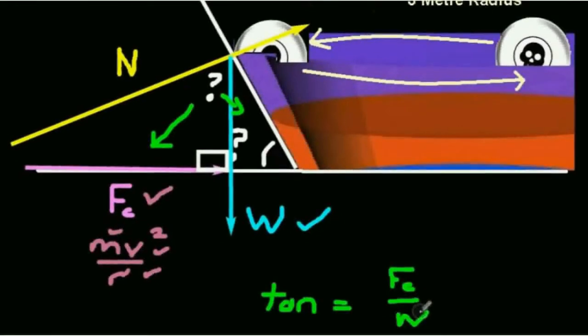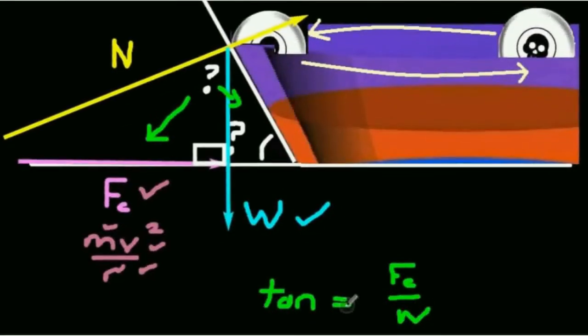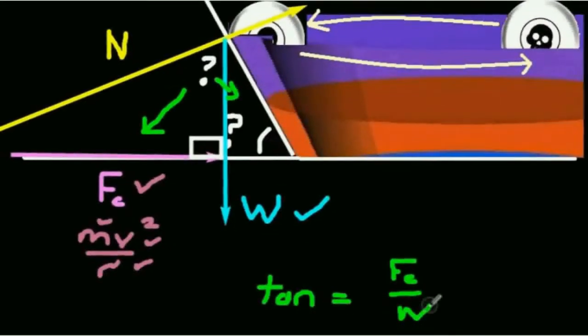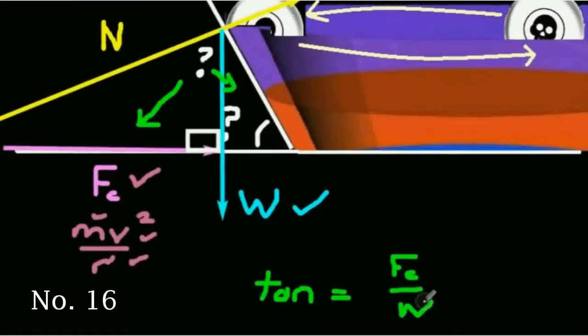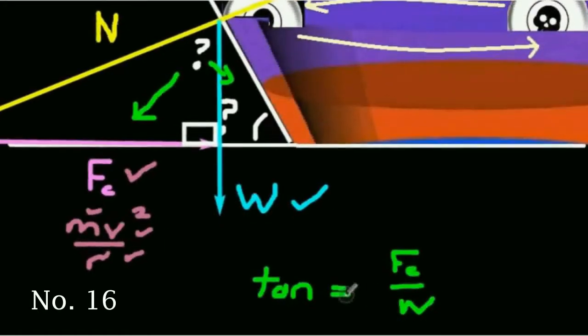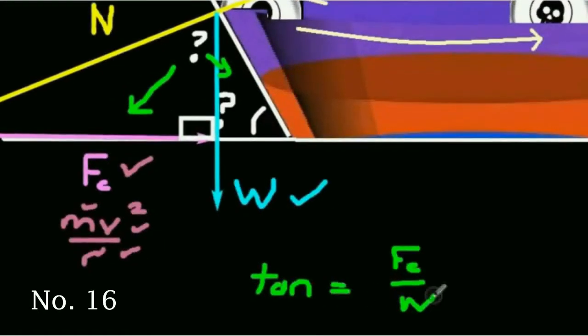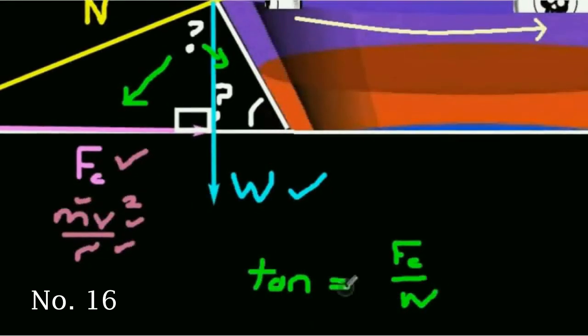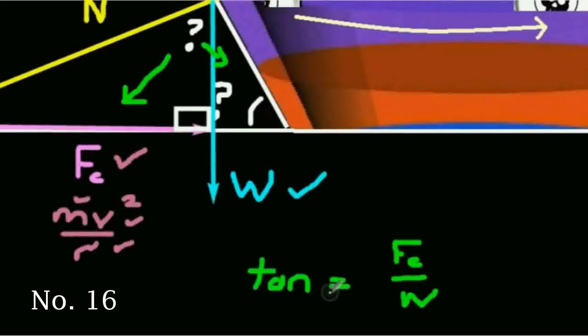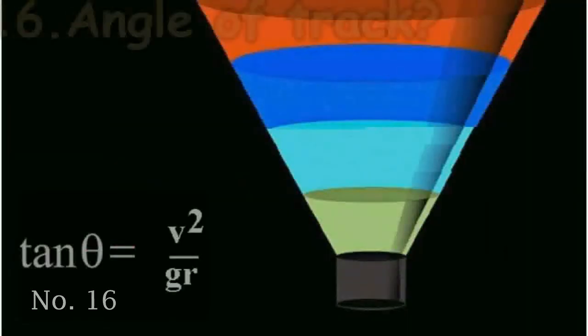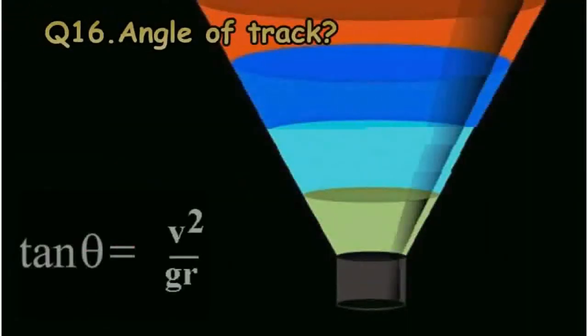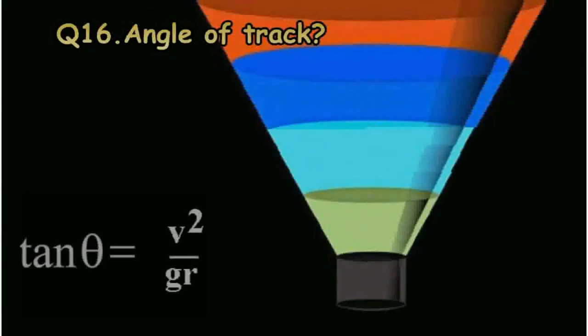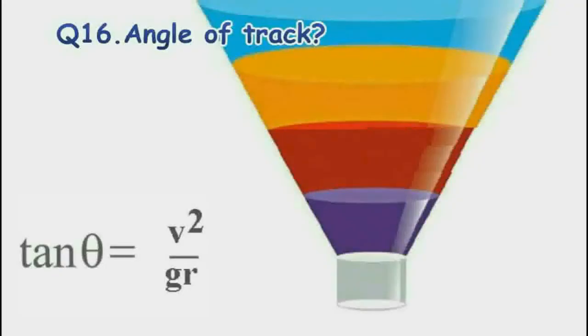Now you can substitute the values of those equations into that green equation, and you'll end up cancelling, and it comes up with a fantastic formula that you can put down on your cheat sheet. I mean, you can do a problem like this, but this is the summary of it. Tan angle of the track is equal to v squared over gr. That's the quickest way of doing the problem.